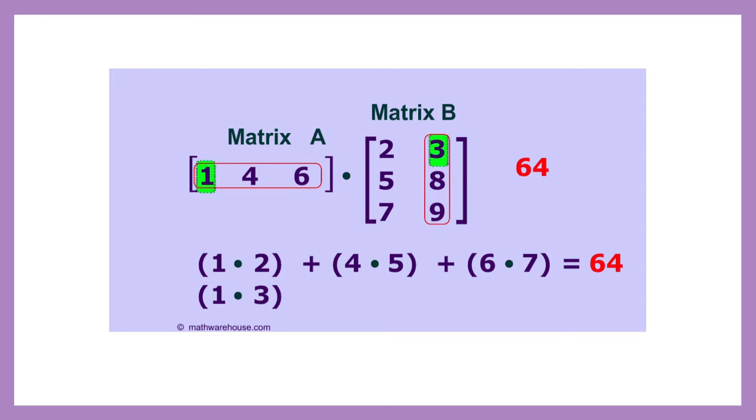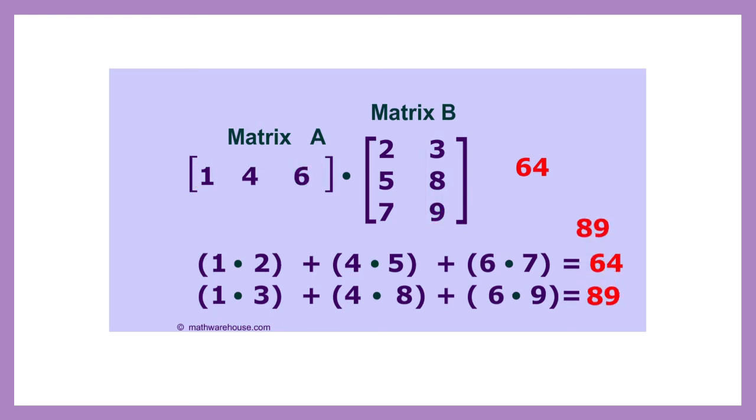Similarly, multiply each element of the first row of the multiplicand by the corresponding element of the nth column of the multiplier and total them to obtain the nth element of the first row of the product matrix.